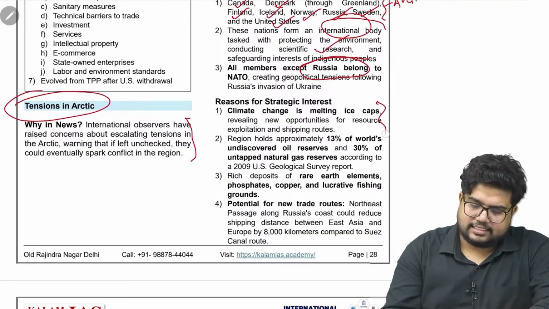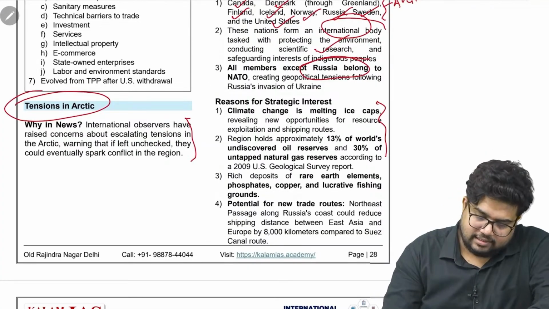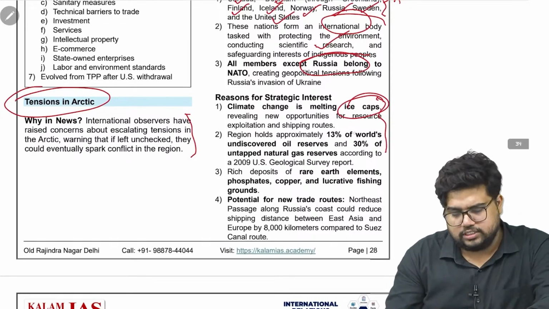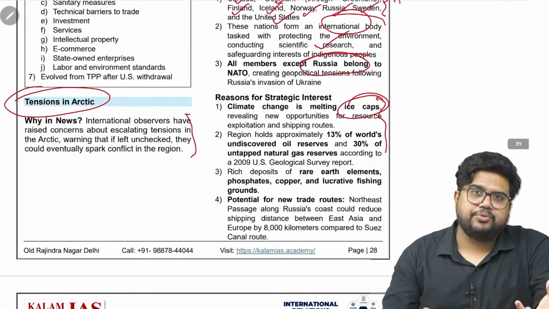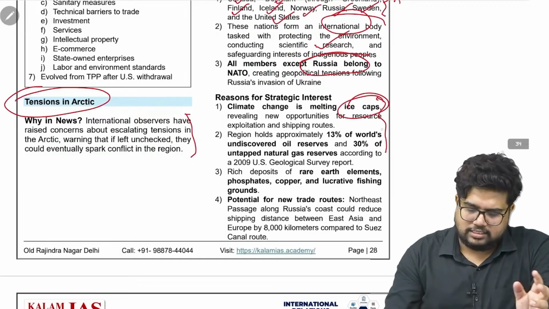Reason for strategic interest, you should have some basic data. The ice is melting, the North Sea is becoming navigable and new navigation routes are coming up. So this is the one major reason.